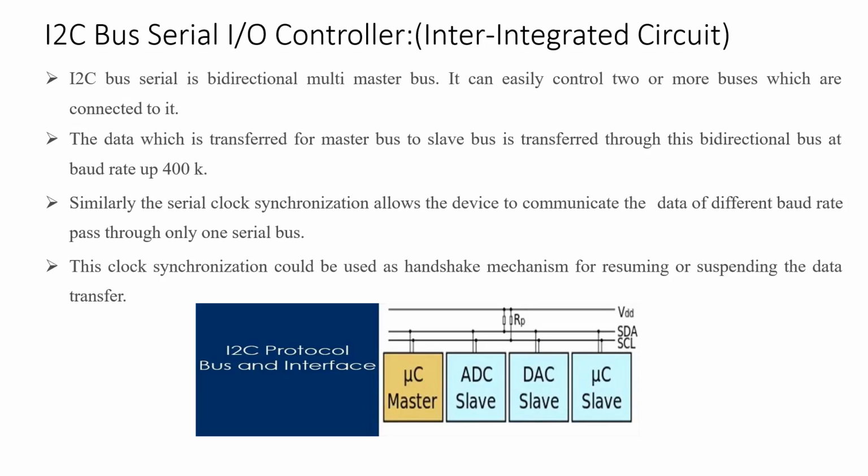Next one is I2C, a bidirectional multi-master bus facility. It can control two or more buses which are connected to it. As seen in the diagram, this I2C protocol will have one master and another slaves. So data can be transferred from master to slave and also from slave to master, bidirectionally. Similarly, clock synchronization is also available for handshake mechanism.